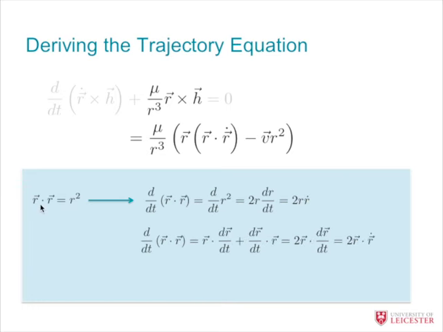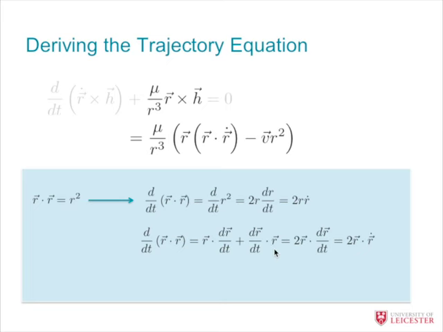But I can also do that differential using the product rule. So the product rule tells us that d by dt of this scalar product is equal to r in a scalar product with dr by dt, plus dr by dt, so that's the differential of the first term, multiplied by the second term. So dr by dt, in this case, in the scalar product with r.